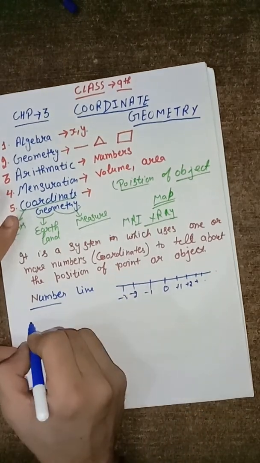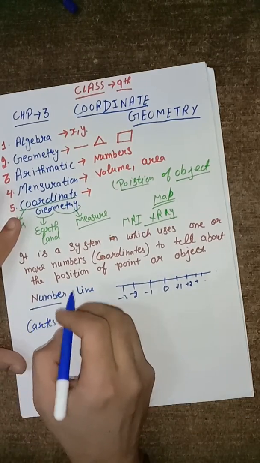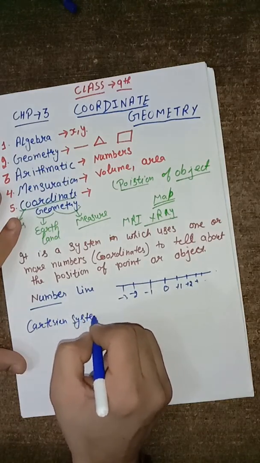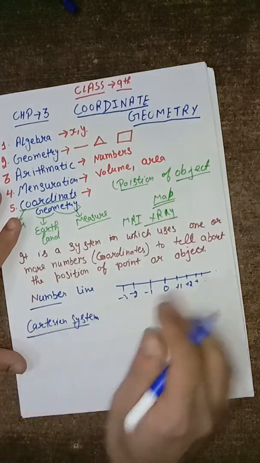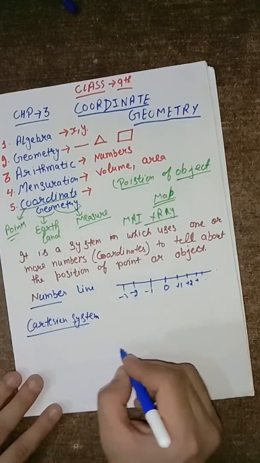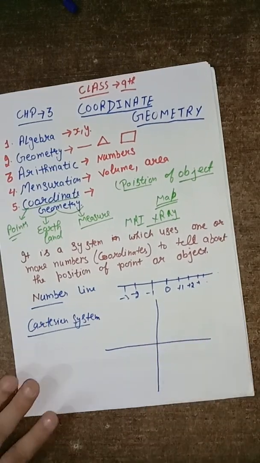But in Cartesian system, we have two lines. First one is x-axis and second one is y-axis, like this. This is my Cartesian system.